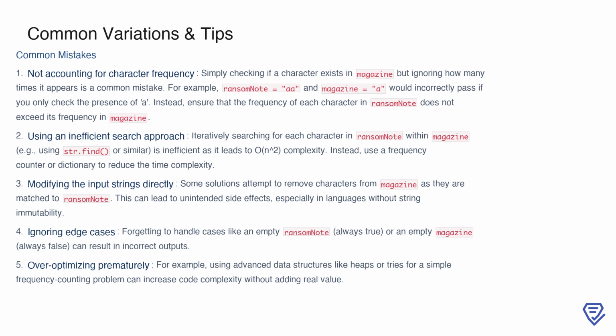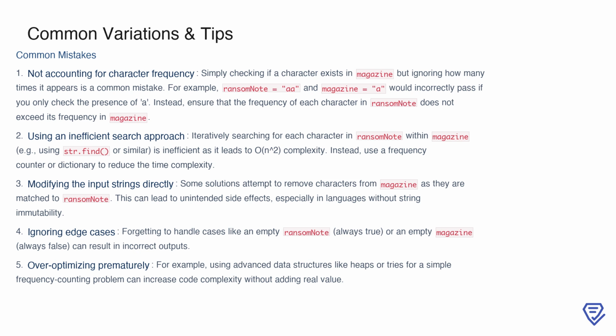First, it's important to account for character frequencies. It's not enough to simply check if a character exists in the magazine. Instead, you need to ensure that the magazine contains each character from the Ransom Note the required number of times. For example, if the Ransom Note is AA and the magazine is A, the solution would fail if you only check for the presence of the letter A without considering its frequency.